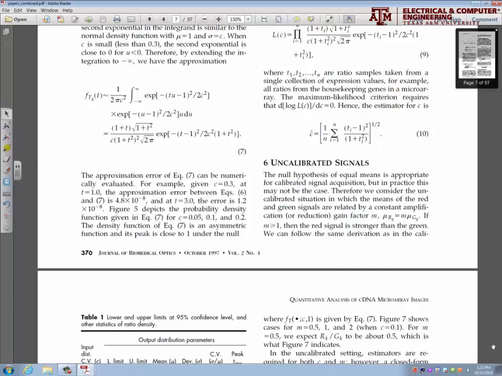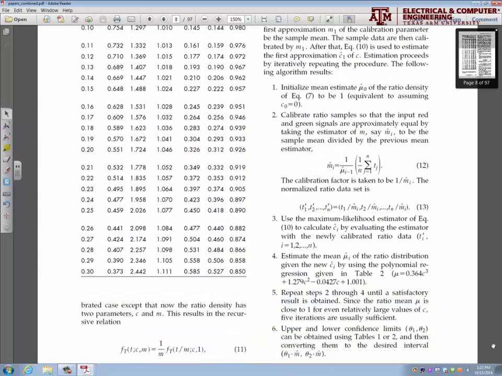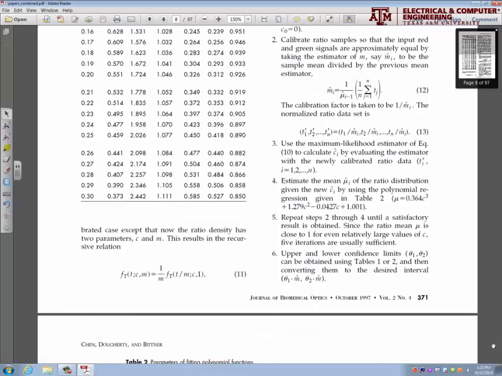And we can follow the same derivation as in the calibrated case, except that now the ratio density has 2 parameters, C and M. This will result in a relationship like this. It has the same form, and this is something you've done as undergraduates. When you multiply a random variable by A, the density function is altered to 1 over A times f of the original random variable divided by A. That's what's happening here.